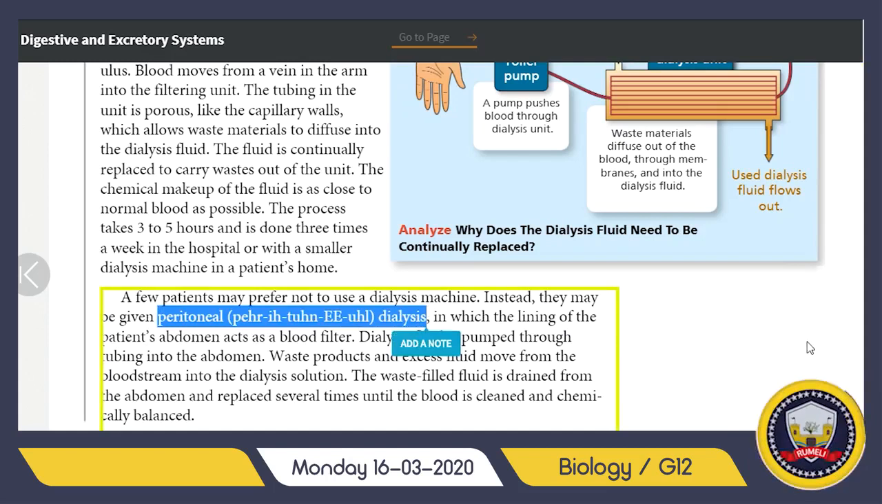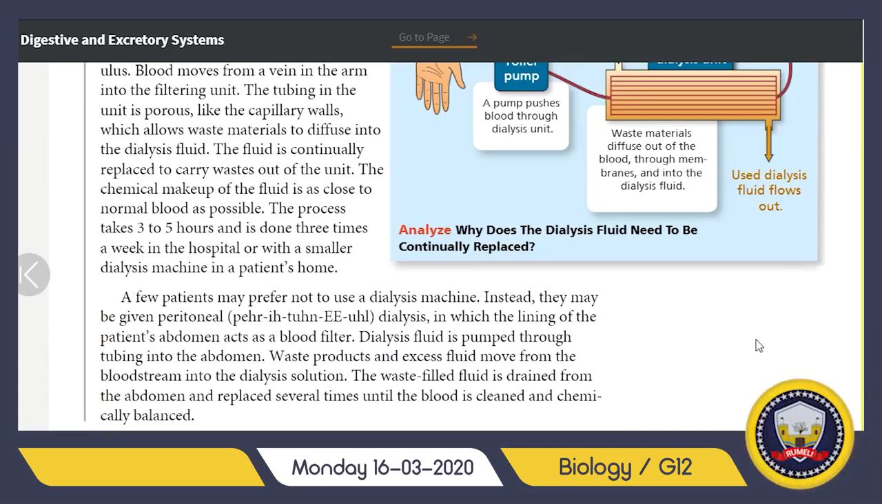Peritoneal dialysis uses the lining of the patient's abdomen, inside the abdomen, as a blood filter. Dialysis fluid is pumped through tubing into the abdomen. Waste products and excess fluid move from the bloodstream into the dialysis solution. The waste-filled fluid is drained from the abdomen and replaced several times until the blood is clean and chemically balanced. Now, allow me to show you a video that explains peritoneal dialysis.